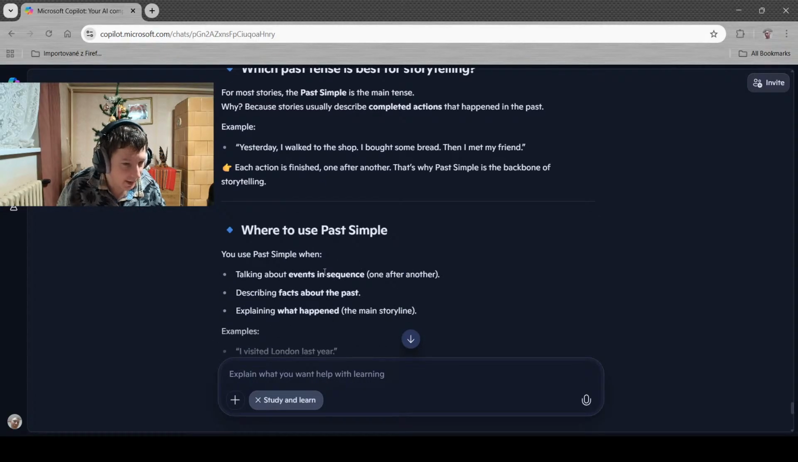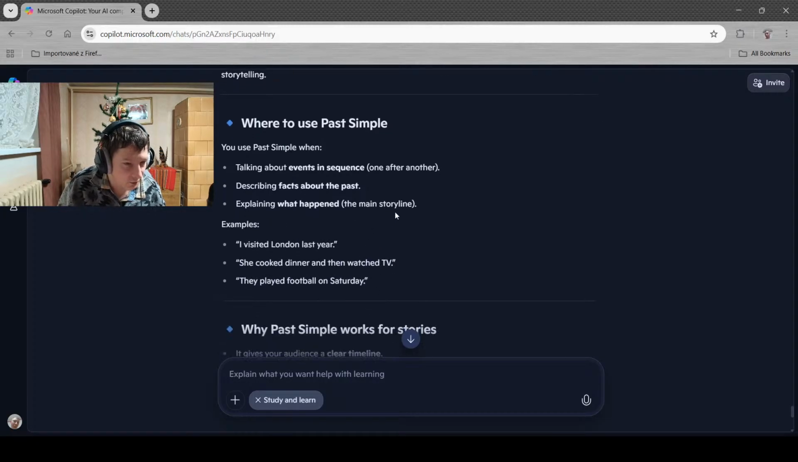Where to use past simple? We use past simple when talking about events in sequence, one after another, describing facts about the past, explaining what happened, the main storytelling, the main storyline. Examples. I visited London last year. She cooked dinner and watched TV. They played football on Saturday.